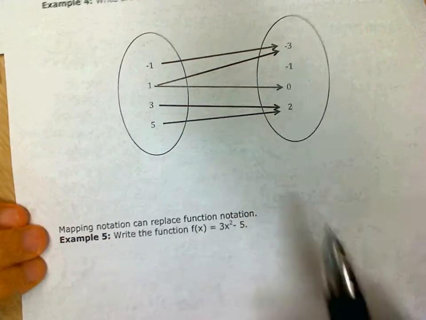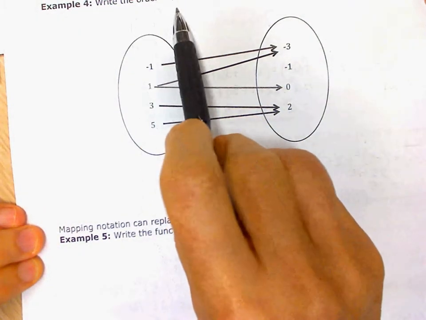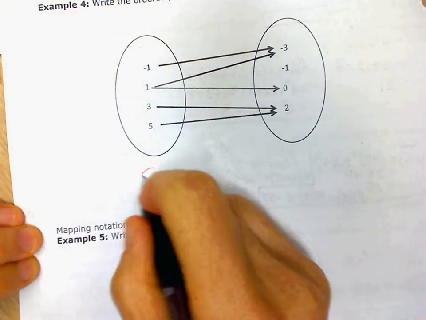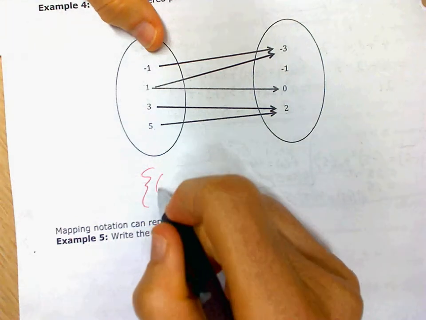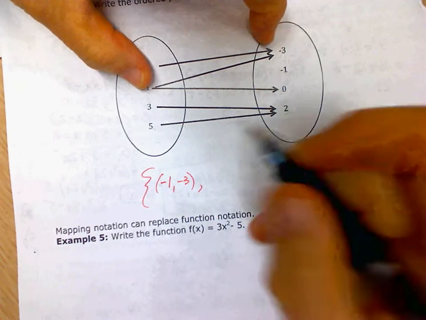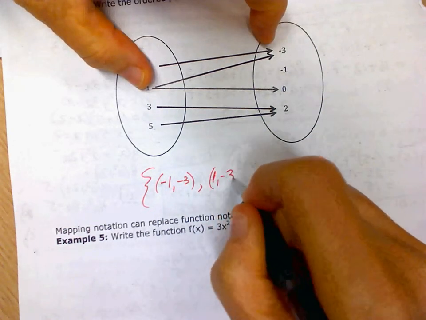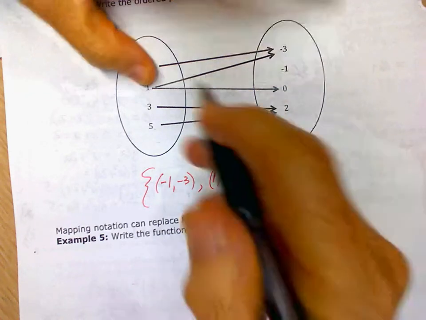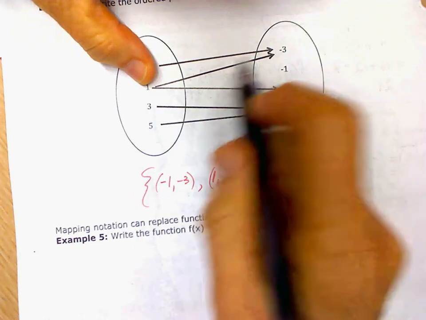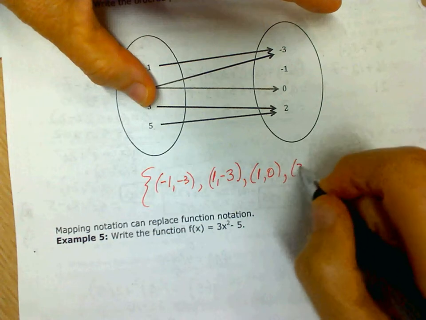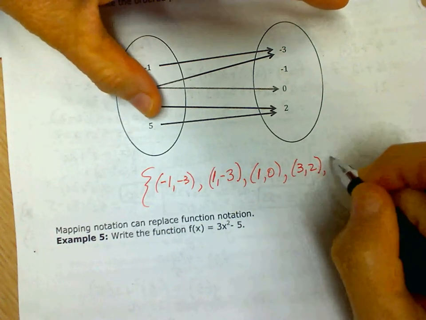Here it says write the ordered pairs associated with the following mapping diagram. Okay, so let's write them. We have -1 maps onto -3, right? 1 maps onto -3. 1 also maps onto 0. Oh, notice 1 has 2 y values, so this is not a function, right? 3 maps onto 2. And 5 maps onto 2.